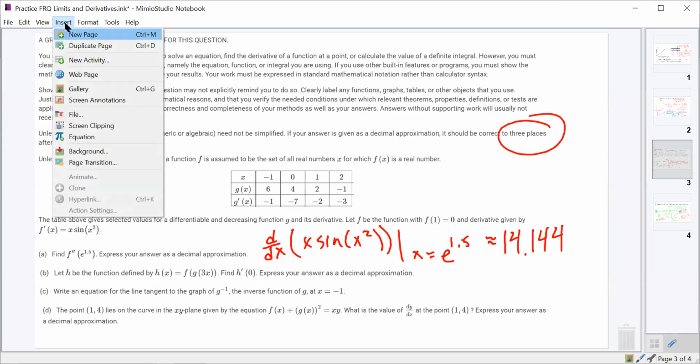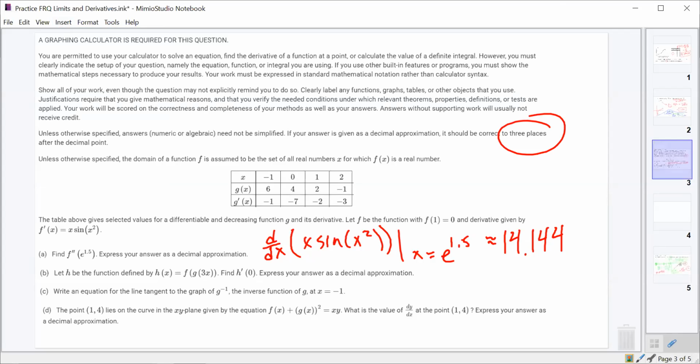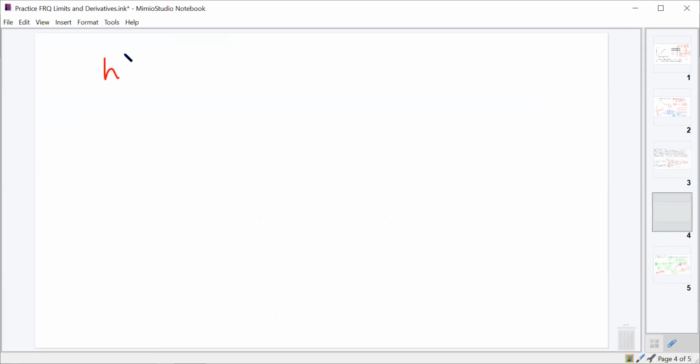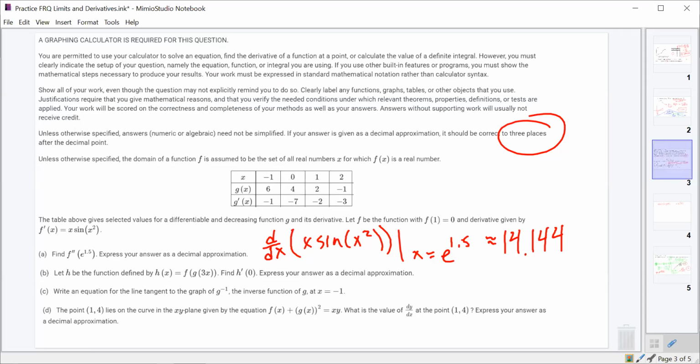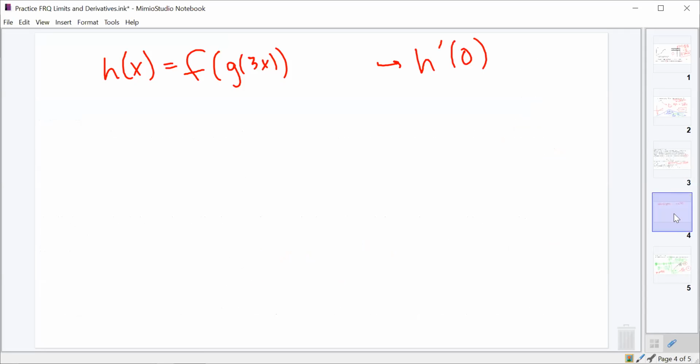All right, so part B is asking us to use h of x, which is f of g of 3x, and we want to find h prime of 0, is that correct? H prime of 0. Okay, so we are looking first for the derivative of h. We need to figure out what h prime of x is, and then once we find h prime of x, we're going to evaluate it at 0.